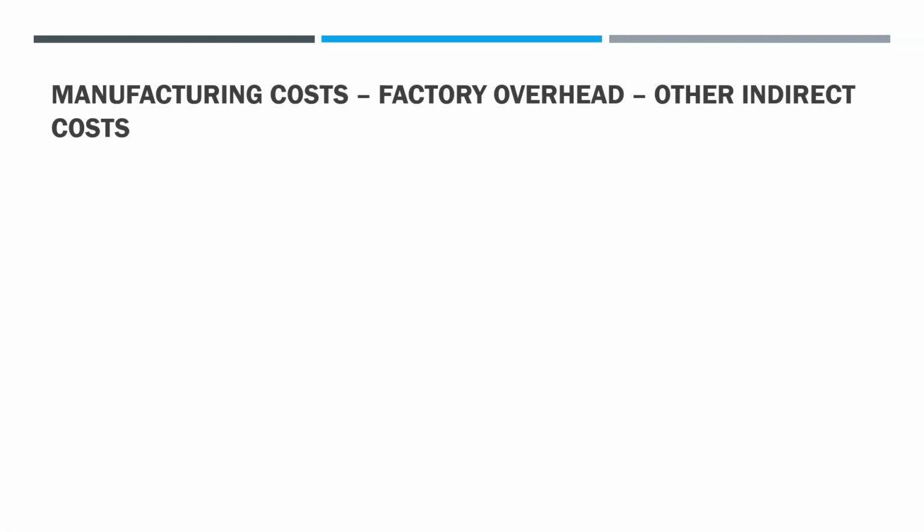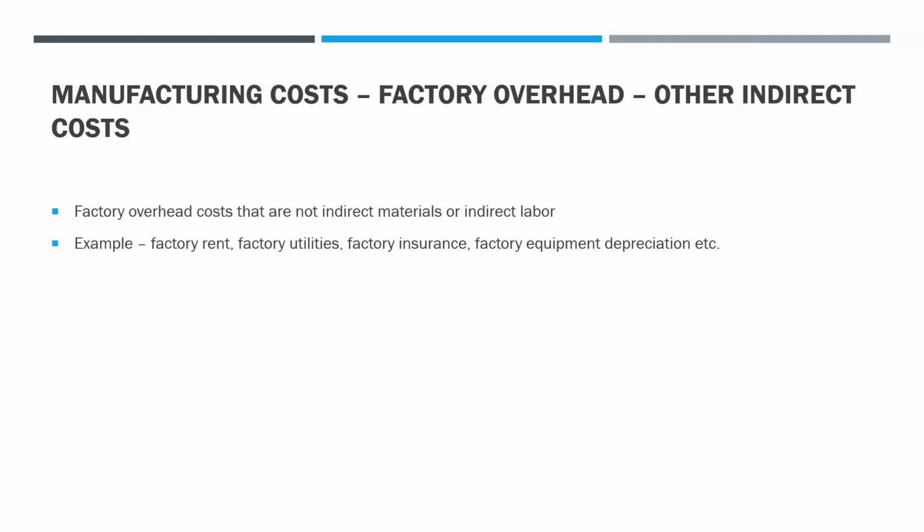Next, let's look at other indirect costs. This is factory overhead costs that are not indirect materials or indirect labor. So anything that cannot be classified as indirect materials or indirect labor is other indirect costs. Examples are factory rent, factory utilities, factory insurance, factory equipment depreciation, etc. If you notice, there is a theme here. It's everything that's incurred in the factory. If it is not incurred in the factory or the plant, it is not a manufacturing cost.